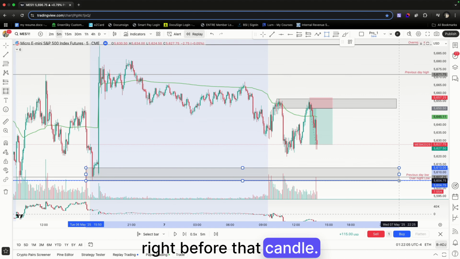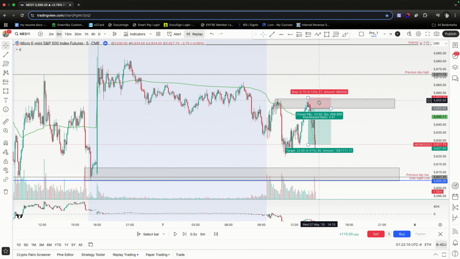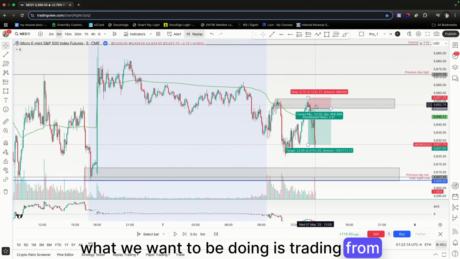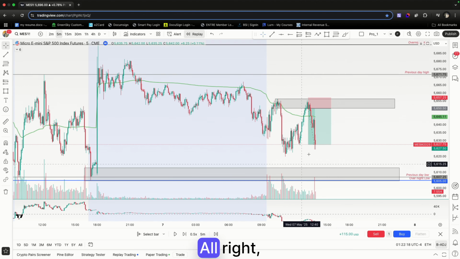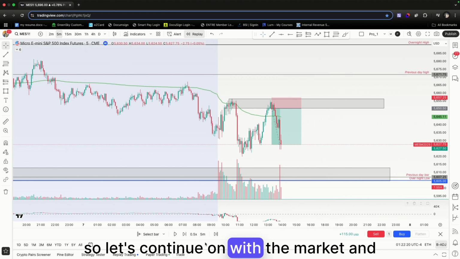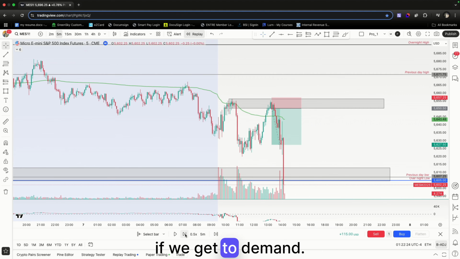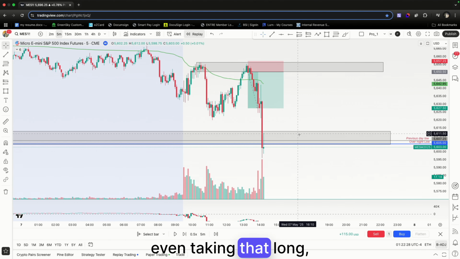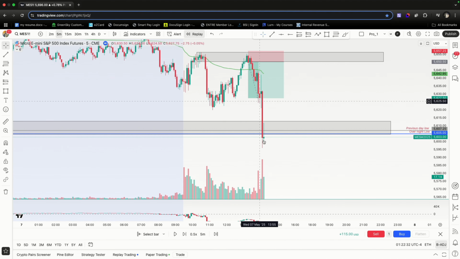Before that candle. Boom. So now we got supply, we got demand, and ideally what we want to be doing is trading from supply to demand or demand to supply. All right. So let's continue on with the market and see what happens if we get to demand. And without even taking that long, boom, price went down and pierced straight into our demand zone.